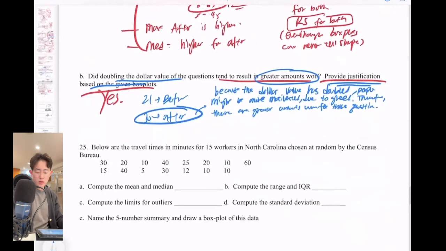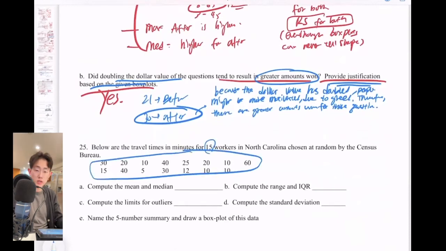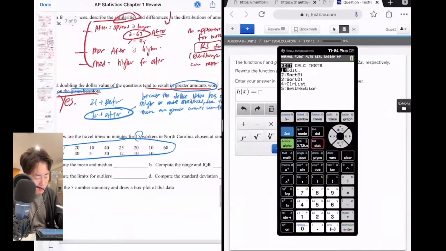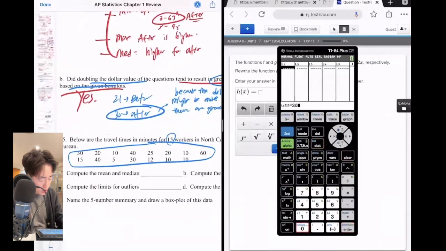All right, number 25, below are travel times in minutes for 15 workers. Now, I have no choice but to put these in my list here. So I'm going to go to my calculator and go to stat, and I'm going to type all of these in. So I'm going to do 30, 20, 20, 10, 40, 20, 40, 25, 20, 10, 60, 15, 40, 5, 30, 12, and 10. And another 10. Good. So there should be 15 numbers in the data set.